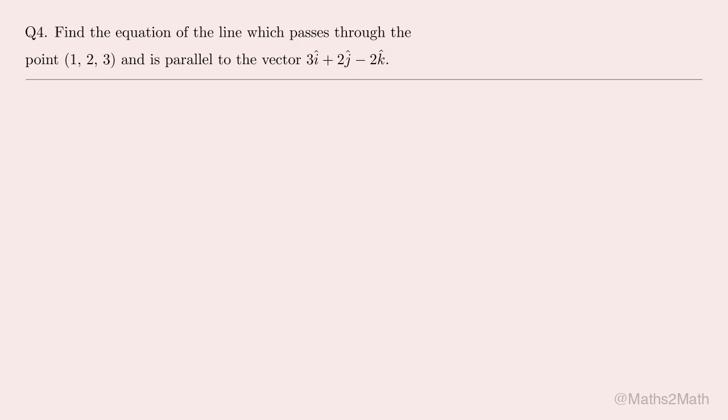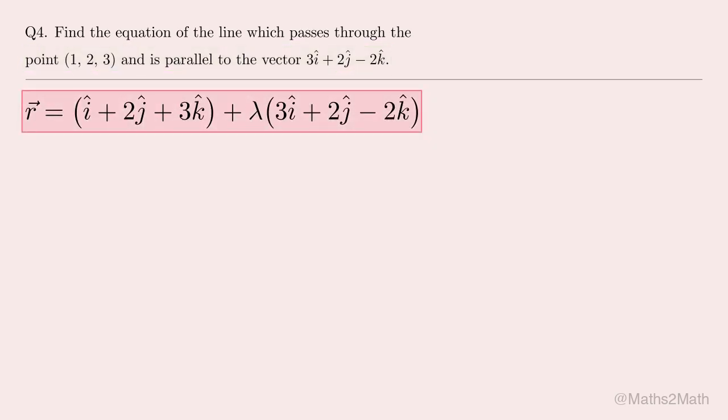Question 4. Point plus direction, the vector equation. r equals a plus lambda b. With a as the position vector of the point and b the given vector, the line is a plus lambda b.